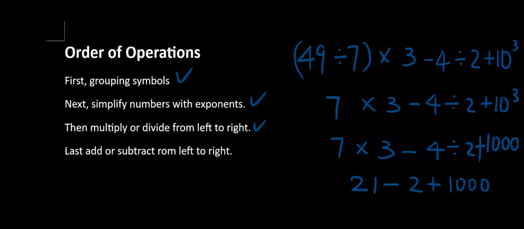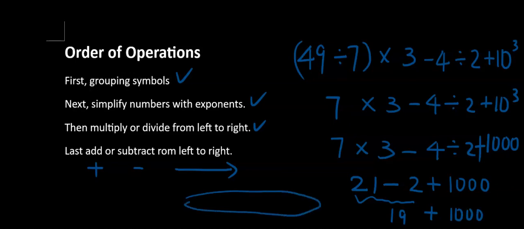Last step, now we're going to do addition, subtraction. Remember, it's still from left to right. Let's take care of 21 minus 2. Do you have 19? And copy down the rest. Now, I run out of space. I'm going to put my final solution in this long bubble. Change the color. That's 1,019. All right, that's how we do order of operations.